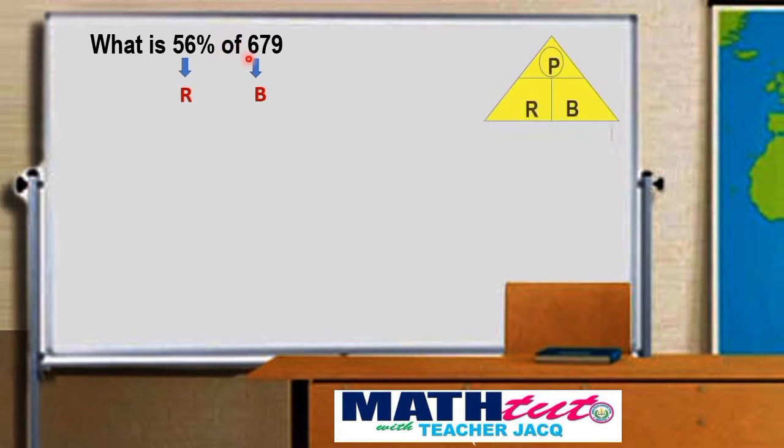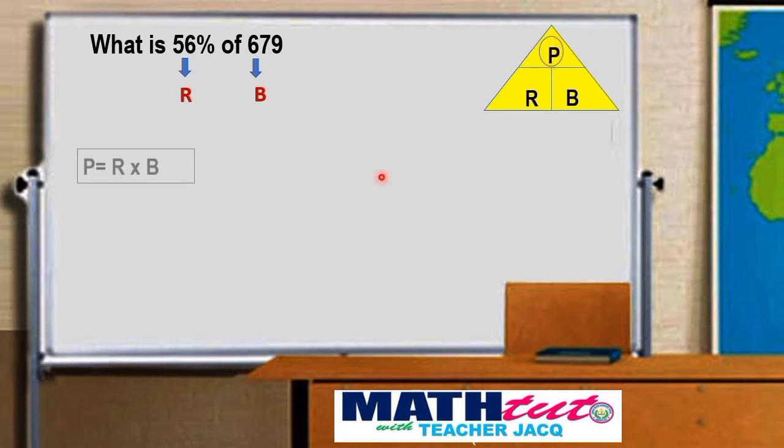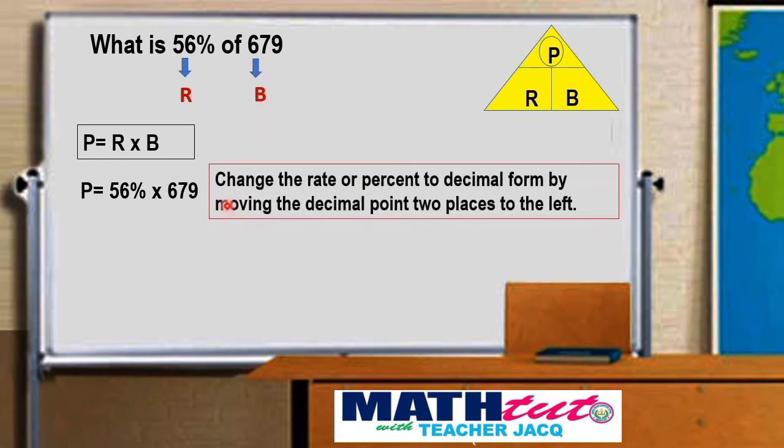Okay, so let's look at our magic triangle. Percentage is missing. So our formula is P is equal to R times B, or percentage is equal to rate times base. Let's substitute. So P is equal to, our rate is 56%, multiplied by the base, which is 679.